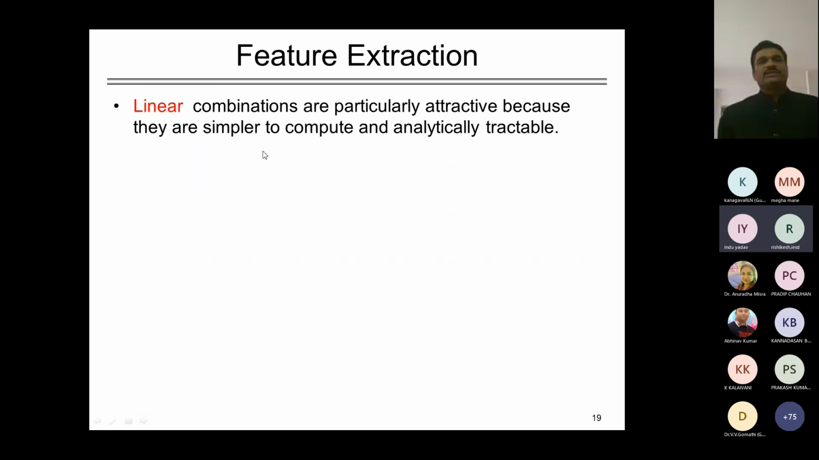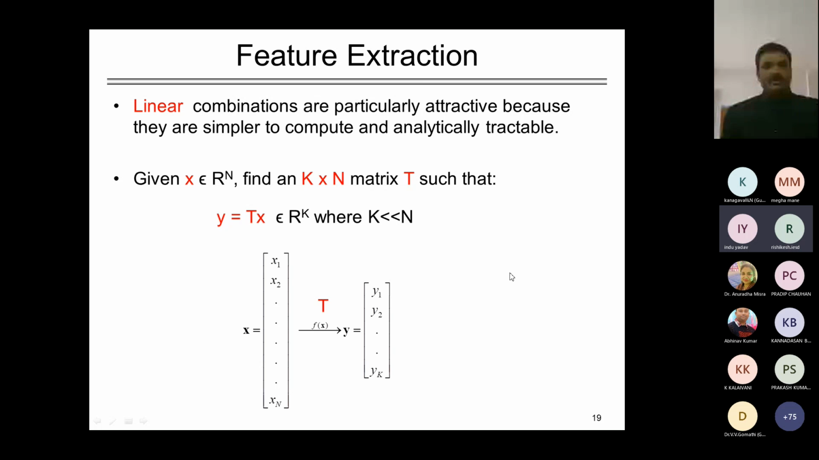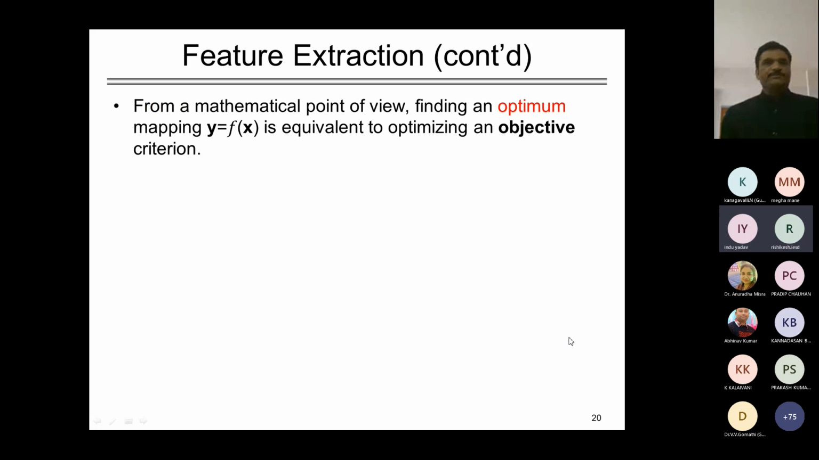Linear combinations are particularly attractive because they are simpler to compute and analytically tractable. Given x belongs to R^n, find a k cross n matrix T such that y equal to Tx belongs to R^k, where k is less than or equal to n. This is a projection from an n-dimensional space to a k-dimensional space.